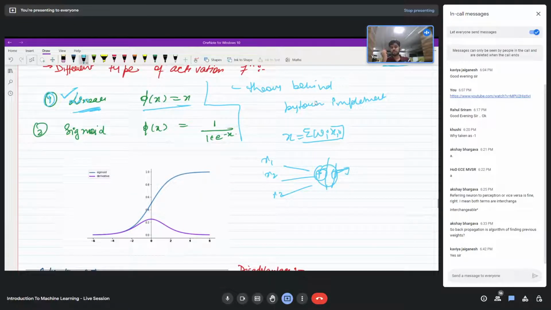Second and important one is the sigmoid activation function. You have encountered this in logistic regression. It is given by 1 upon 1 plus e to the power minus x.